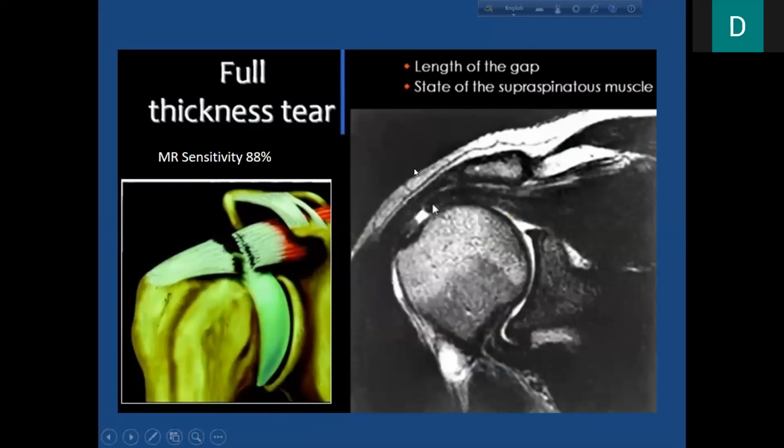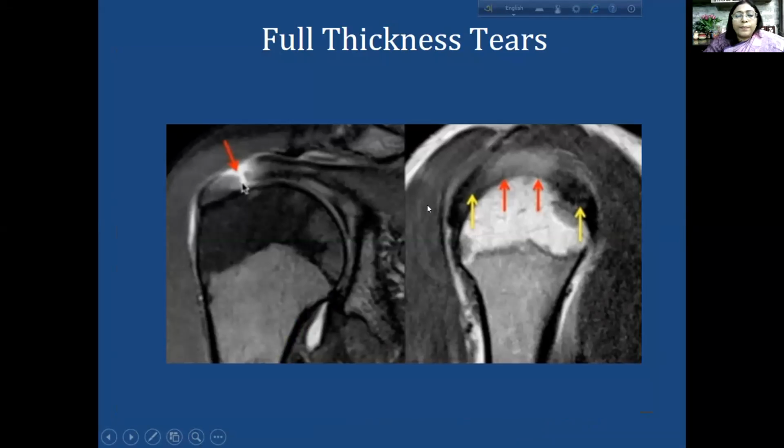Now we have to go. Now this is a full thickness tear, where the MR sensitivity is 88%. This is a tiny full thickness tear, sparing the articular surface, with minimal retraction of the torn fibers. Here is the complete full thickness tear extending from the bursal surface to the articular surface.